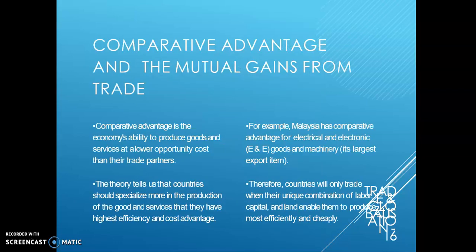Let's talk about comparative advantage and the mutual gain from trade. By definition, comparative advantage is an economy's ability to produce goods and services at a lower opportunity cost than its trade partner. The theory tells us that countries should specialize more in the production of goods and services that they have the highest efficiency and cost advantage in. For example, Malaysia has comparative advantage in electrical and electronic goods and machineries, its largest export item.